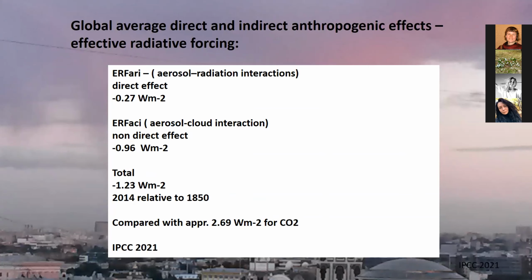According to the recent IPCC, the direct aerosol radiation interaction is minus 0.27 watts per square meter. The indirect effect is quite large, minus 0.96 watts per square meter. In total, we have minus 1.23 watts per square meter, compared with the CO2 effect of plus 2.69. So you see these are comparable values, and we have a very nice offset due to the aerosol of the warming due to the increase in the concentration of CO2 during the same period.